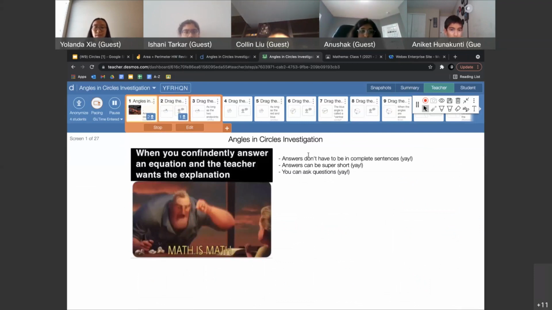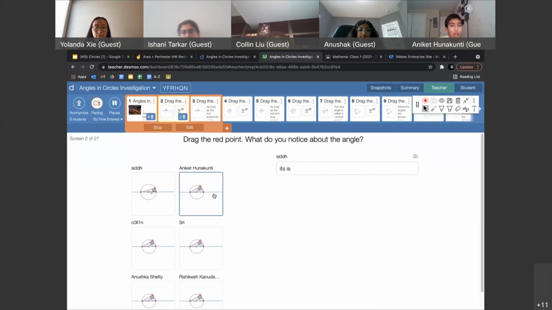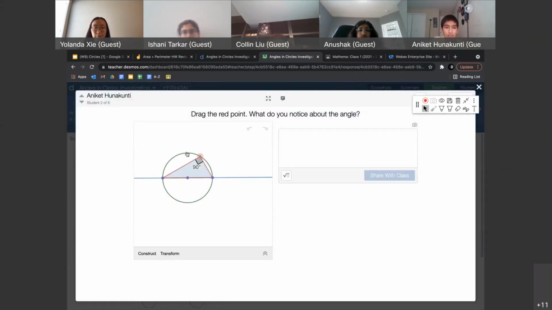Okay, so for this Desmos, you don't have to write your answers in complete sentences. You should always just try your best, and if you're confused at any point, you should ask. So we're going to go basically on the first 3 slides right now, and go ahead and investigate. What happens when you drag around this red point?